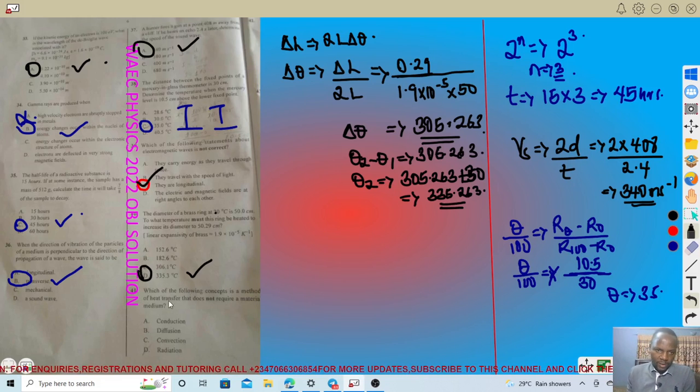Last question on this page says, which of the following concepts is a method of heat transfer that does not require a material medium? I think this is a bonus mark. Don't let us waste time. Radiation is an example of an electromagnetic wave and does not require a material medium. Questions 42 to 50 are the last set of questions. We have: which of the following statements about light traveling from one material medium to another is not correct? The refraction angle is less than the incident angle if the speed of light is higher in the first material.